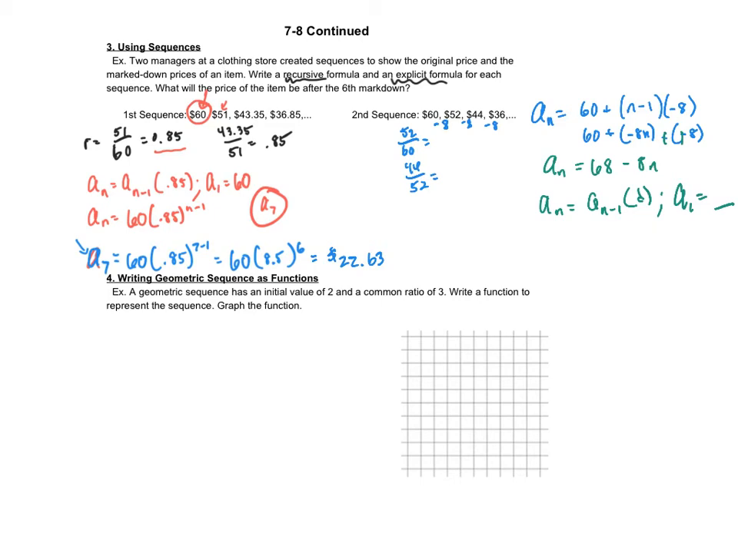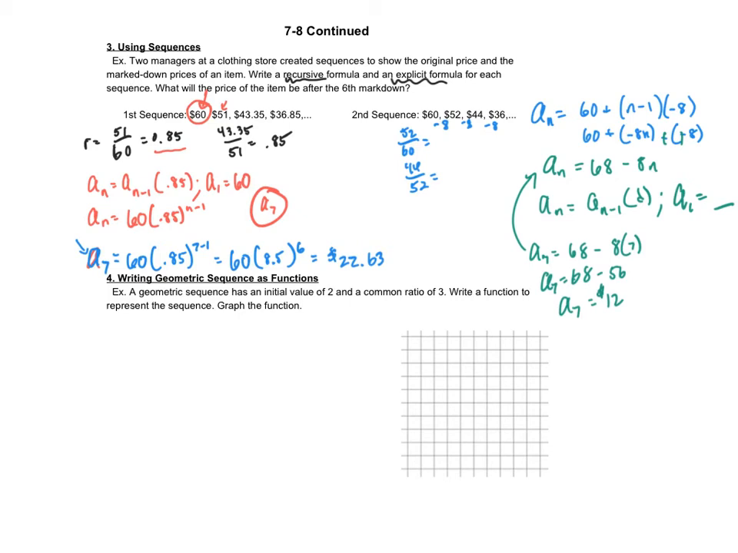And it turns out when you go ahead and plug in right here and we find a_7, looks like we're going to have 68 minus 8 times 7, which is 68 minus 56, and therefore a_7 is now going to be equal to $12. So those are how the two discounts work, one with explicit or multiplication and division, the other one with addition and subtraction.